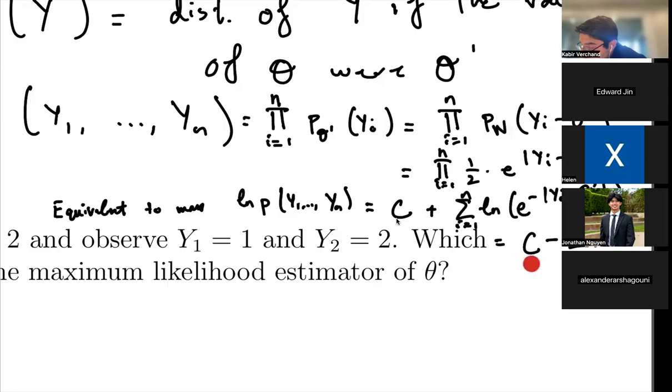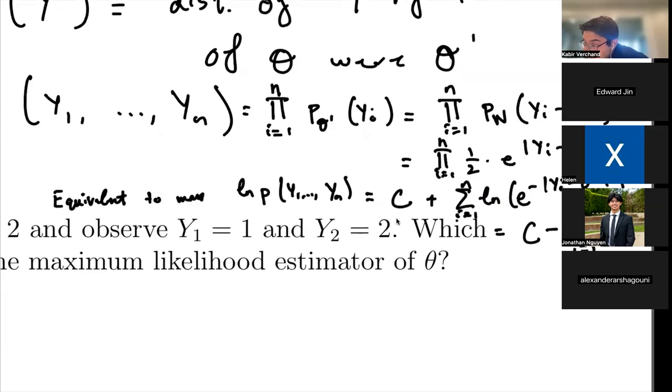Now, what is this constant? This comes from when I take the log of this product, this is going to turn into the sum of the logs of each of these terms. But the log of this term is the log of 1/2 plus the log of this exponential. And the log of the 1/2, this is just a constant. It doesn't matter what I take theta prime to be, that 1/2 is not going to change. So we'll just group all of those into this constant here. The only term that really matters for us is this quantity here.